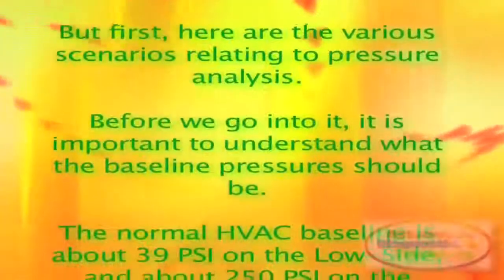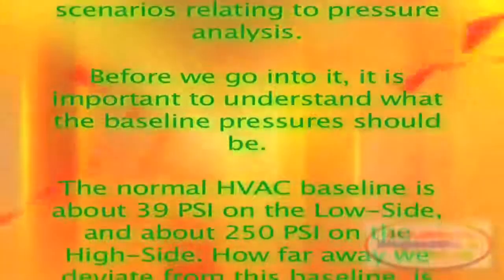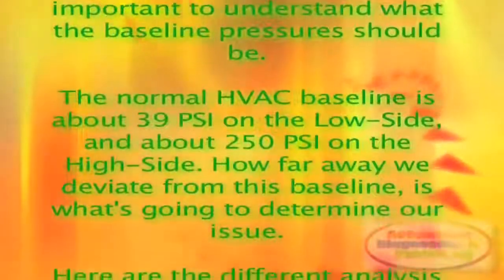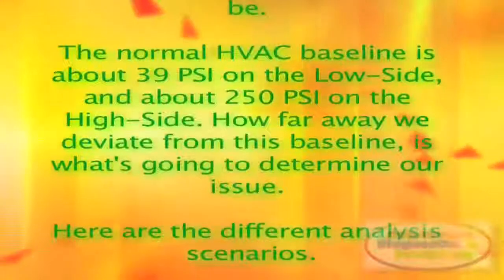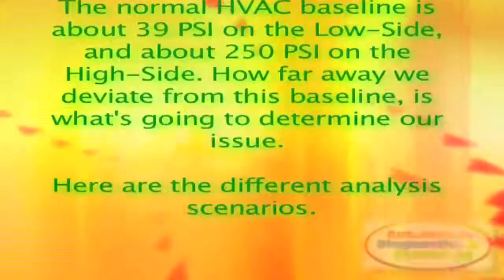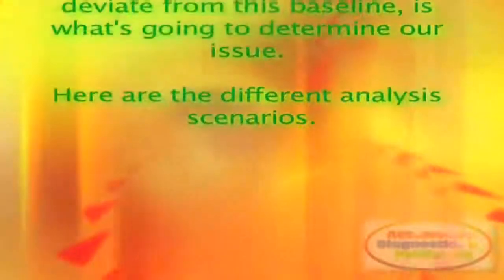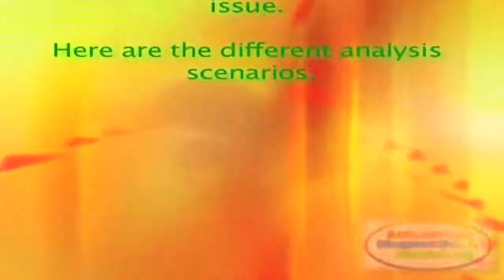Before we go into it, it is important to understand what the baseline pressure should be. The normal HVAC baseline is about 39 psi on the low side, and about 250 psi on the high side. How far we deviate from this baseline is what's going to determine our issue. Here are the different analysis scenarios.